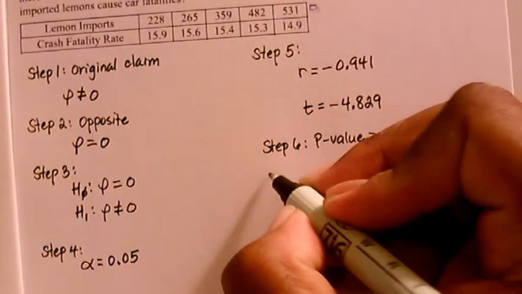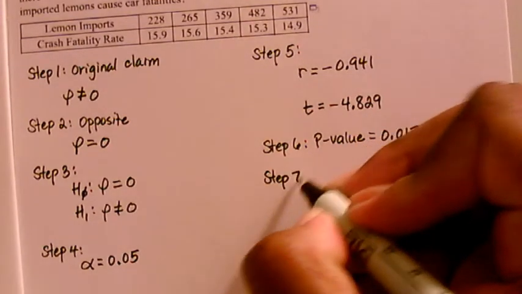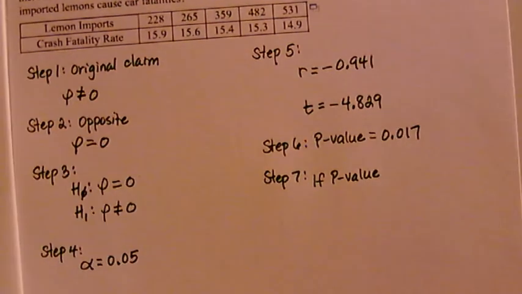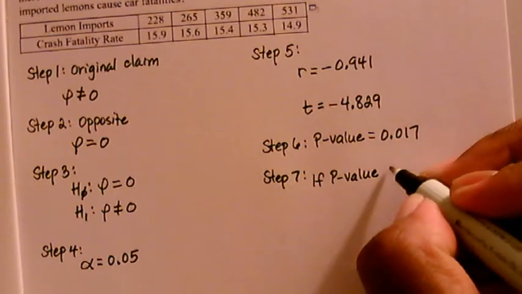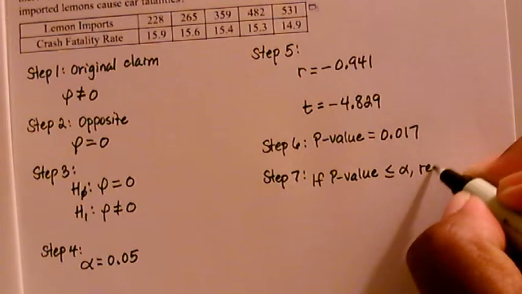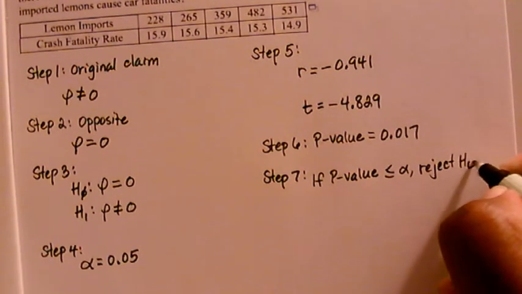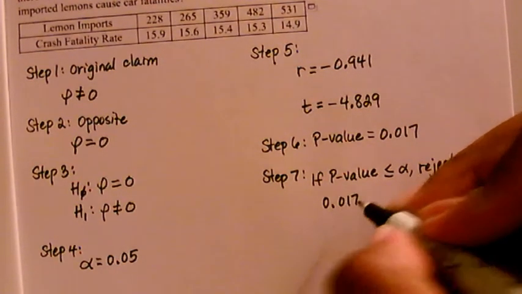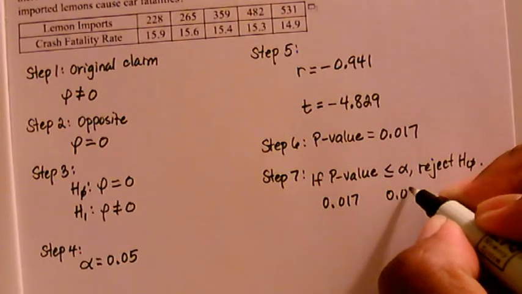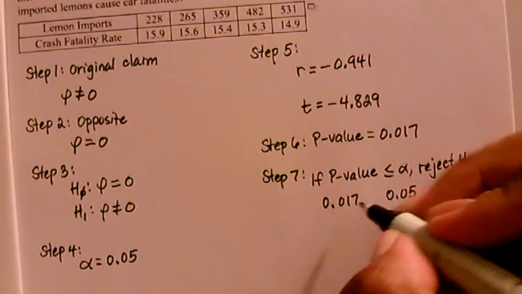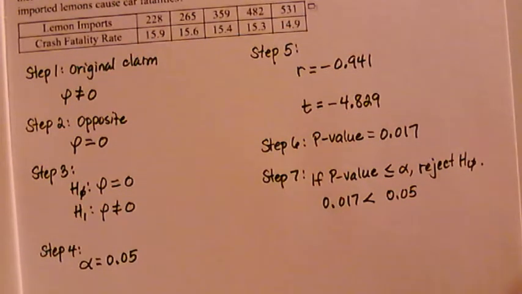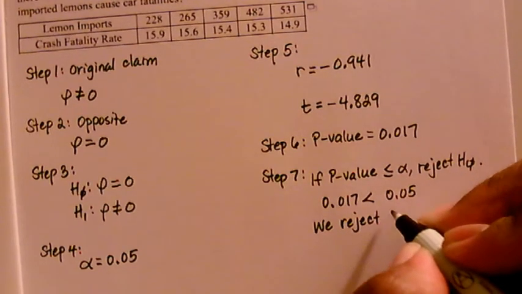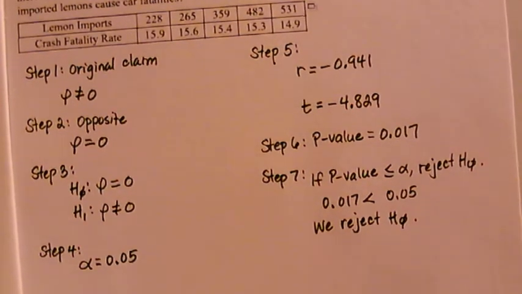And then step number 7 is your decision rule. Since we're using a p-value approach, it'll be better to base our decision on the p-value and the level of significance. If your p-value is less than or equal to alpha, reject the null hypothesis. Now that p-value is 0.017. Your alpha level is 0.05. Well, in this case, 0.017 is less than 0.05. So here, that satisfies the decision rule, so we can reject the null hypothesis.